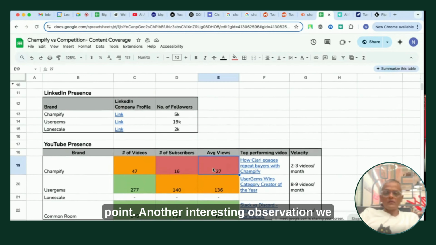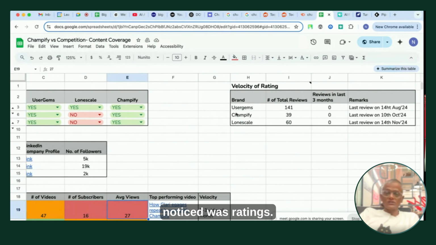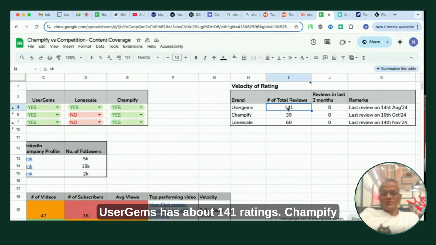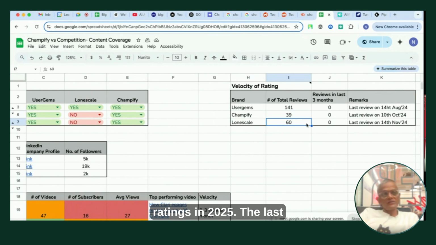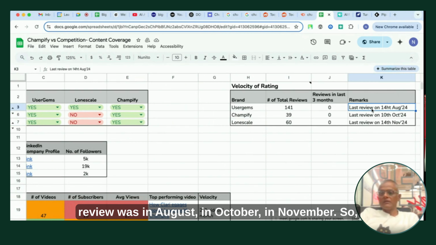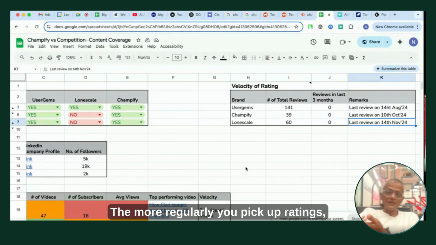So that's one point. Another interesting observation we noticed was ratings. User Gems has about 141 ratings. Champify has 39. Loan Scale has 60. But none of them have got any new ratings in 2025. The last review was in August, in October, in November. So we look at velocity of ratings or regularity of ratings.